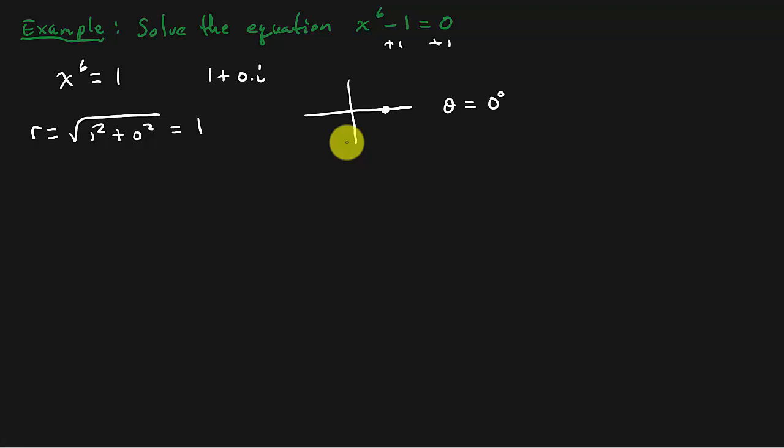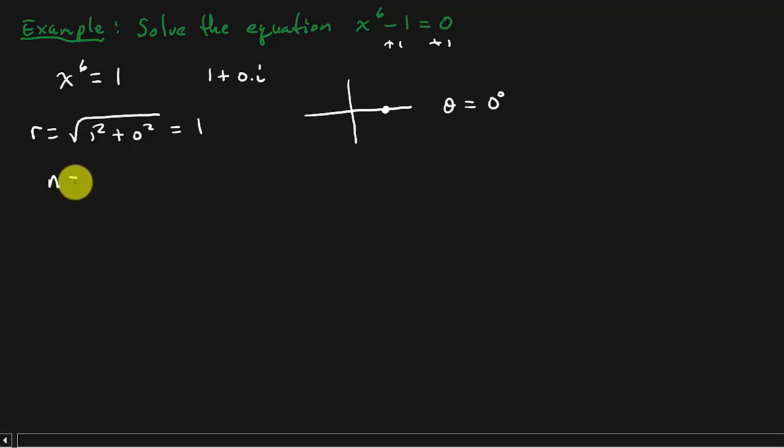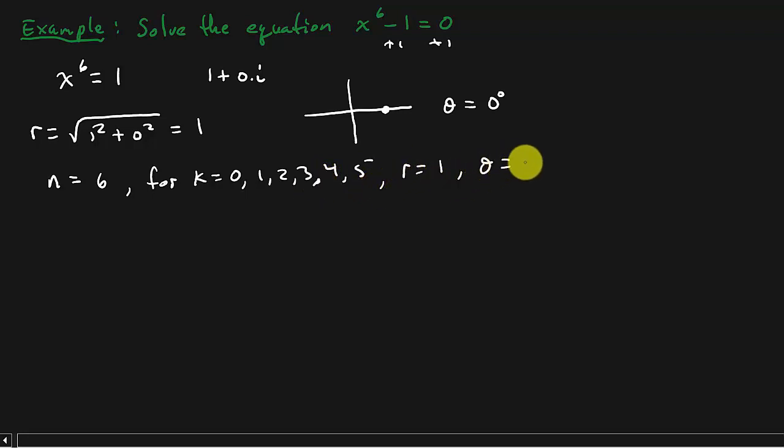Okay, so let's see. We know that n is 6, because we're finding all 6th roots, right? And this is for k equals 0, 1, 2, 3, 4, 5. And r is 1, and theta is 0. And then r to the 1/6, go ahead and calculate it, which is easy. That's just 1. So this turns out to be a pretty easy problem.